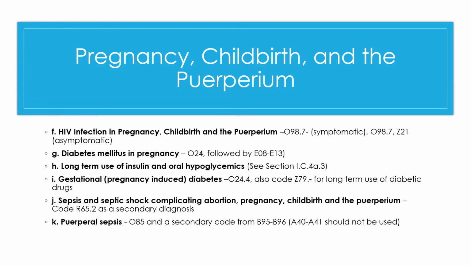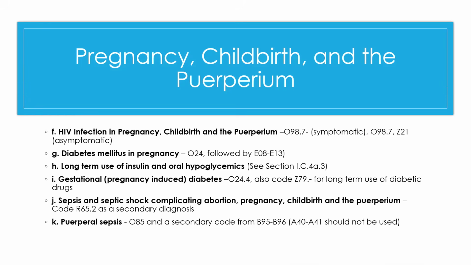If a patient with gestational diabetes is treated with both diet and insulin, only the code for the insulin-controlled is required. If a patient with gestational diabetes is treated with both diet and oral hypoglycemic medications, only the code for the controlled by oral hypoglycemic drugs is required.